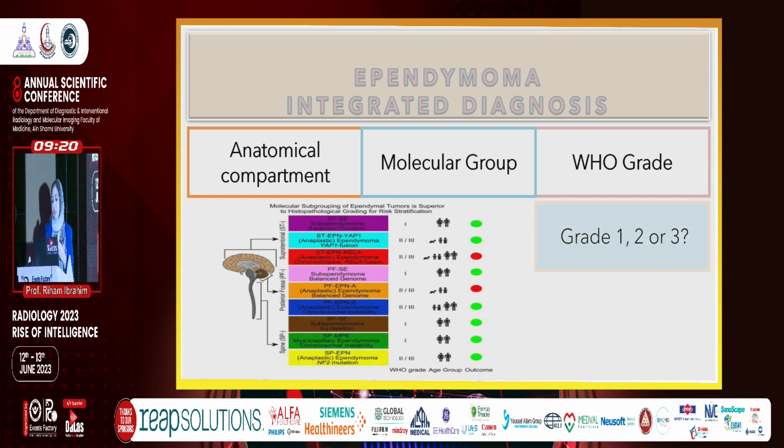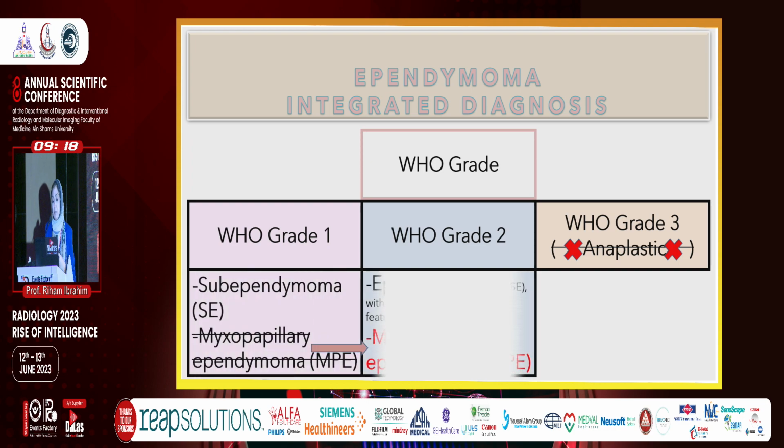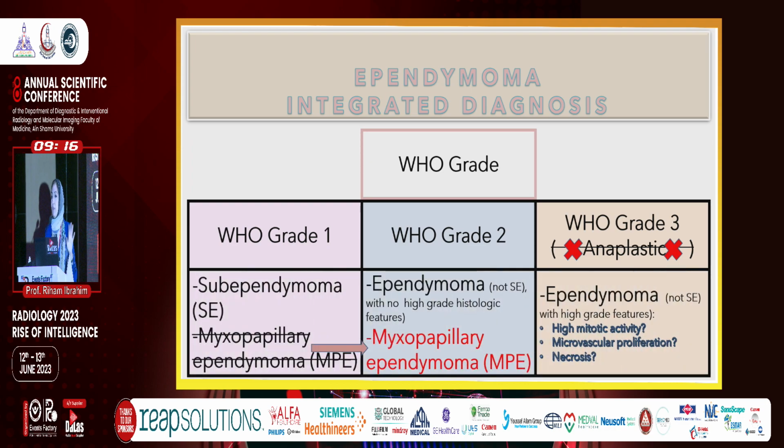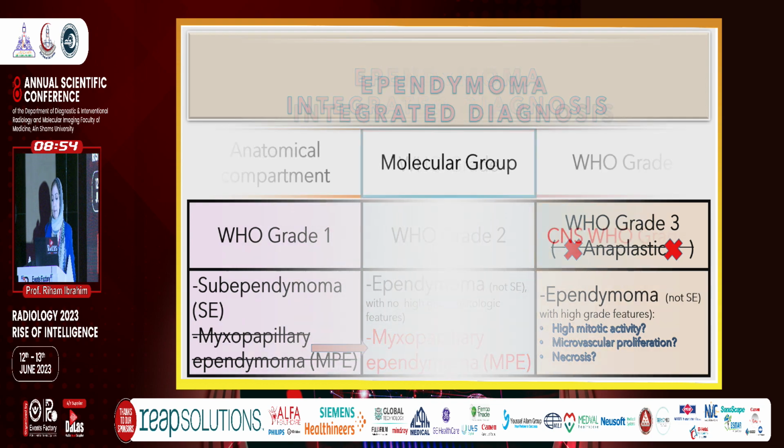So let's finish the WHO grade first. I'm not going to go through this busy slide, but just to tell you that the ependymomas can present in 3 different grades. Subependymoma is grade 1. Myxopapillary ependymoma used to be grade 1, now moved to grade 2 by definition. And the other ependymomas we grade 2 or 3 according to presence of histologic features of high grade. So now this is a high grade case, our case, so this is a grade 3 ependymoma.